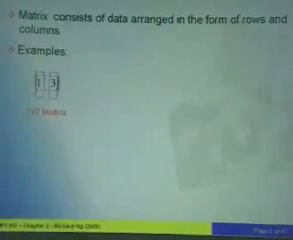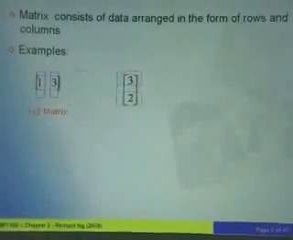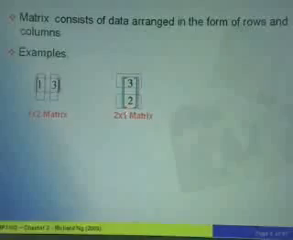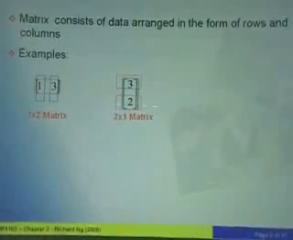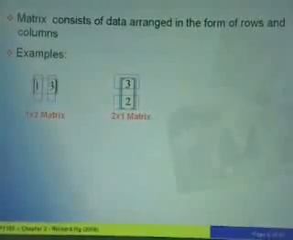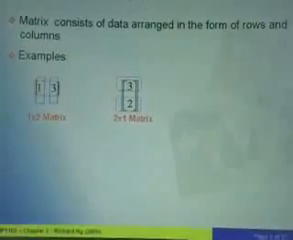For example, in this matrix there are two elements. So these two elements are arranged in one row and two columns. So therefore we call this matrix a 1 by 2 matrix. Okay, next we look at another example. In this example we have two elements which have been arranged in two rows and one column. Therefore we call this matrix a 2 by 1 matrix.